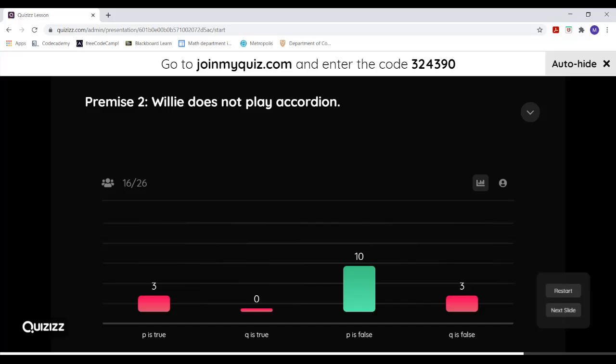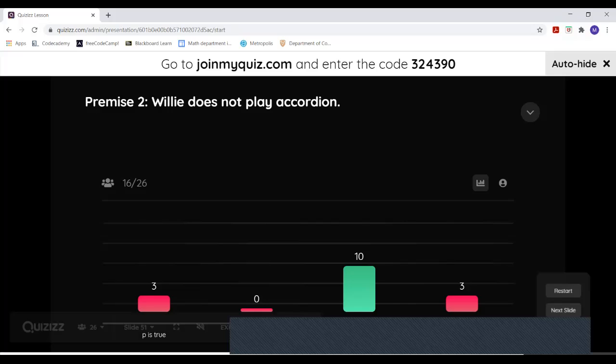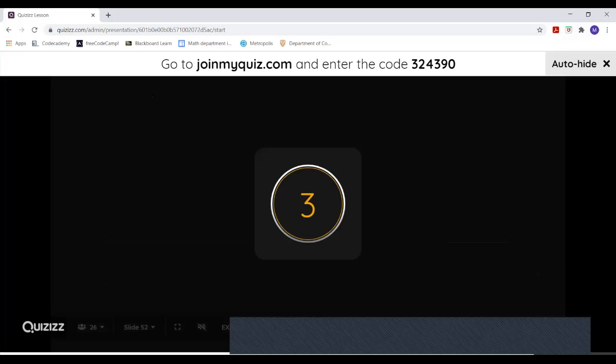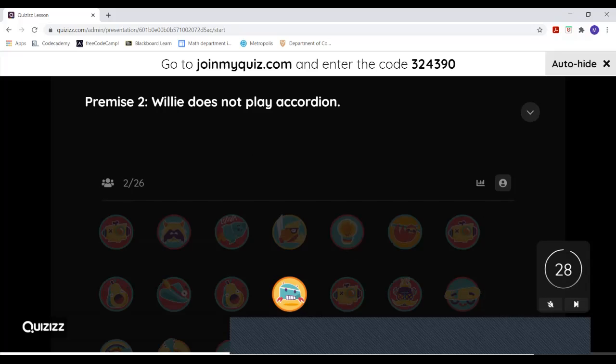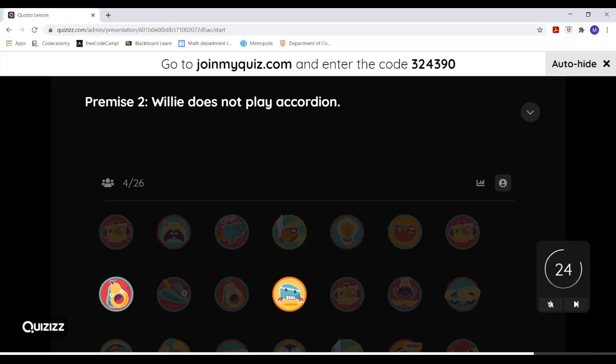Okay, so that's definitely saying P is false. The P is the accordion statement. The not is the false part. Willie does not play accordion. So what can we say? We're looking at this set and think about this one for a few seconds. What can we say about where that X goes?